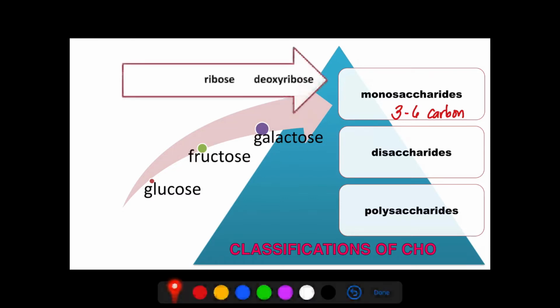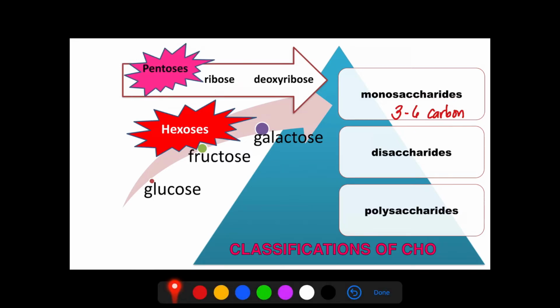Another thing, we have ribose and deoxyribose as examples of monosaccharides. These are part, of course, of the structures of our RNA and DNA, which are involved in our genetic code. Glucose, fructose, and galactose are hexoses because they have 6 carbon atoms. Ribose and deoxyribose are pentoses because they have 5 carbon atoms in their structures.